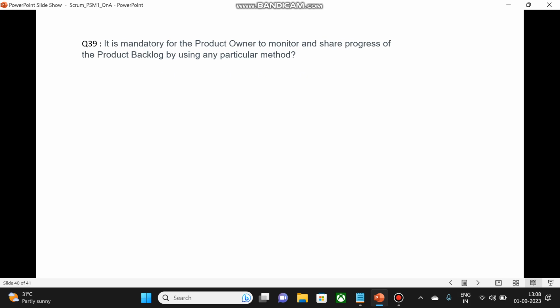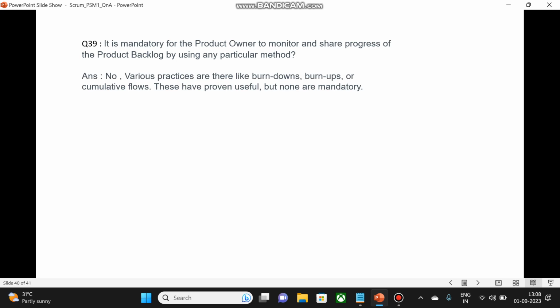Next question. It is mandatory for the product owner to monitor and share progress of the product backlog by using any particular method. So is this statement true? Let's check. Answer is no. So various practices are there like burn down charts, burn up charts, and cumulative flows. So they have proven useful but not mandatory. So there are various techniques which the product owner can use and he can choose any of them. It's not mandatory that he has to go for, let's say, burn down charts or burn up charts.